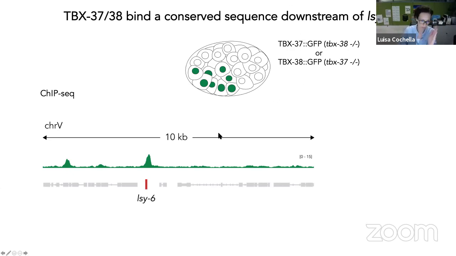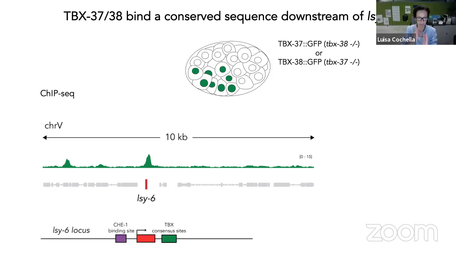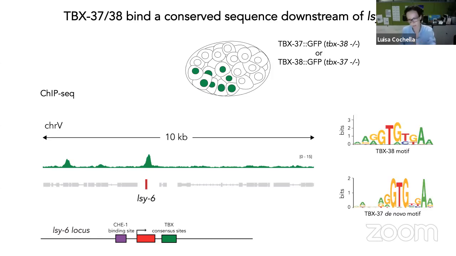And what Thomas found was that there was a pretty well-defined peak of TBX binding a little bit downstream of LAUSE6, which overlapped with the predicted TBX binding sites that we had defined. And just as a small note, the quality of this ChIP-sequencing experiment was very good. We could derive from the peaks where we found TBX bound a motif that looks practically identical to the known binding site for TBX 38 that had been determined in vitro. Okay, so we found this peak, this binding site for TBX3738 in the LAUSE6 locus.